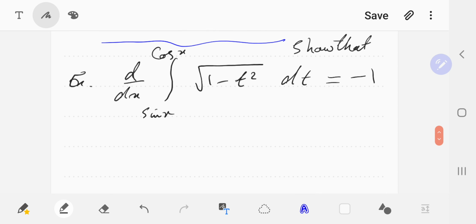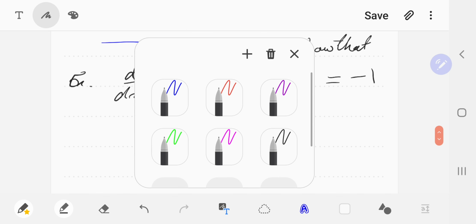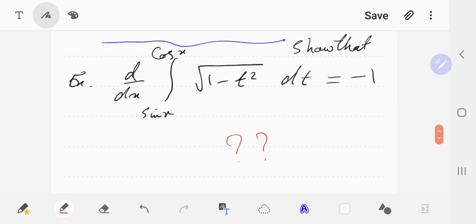Okay? Try to apply the theorem and tell me if you have problem. This is your question.